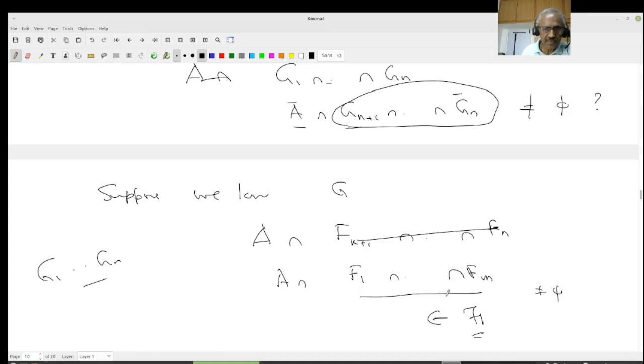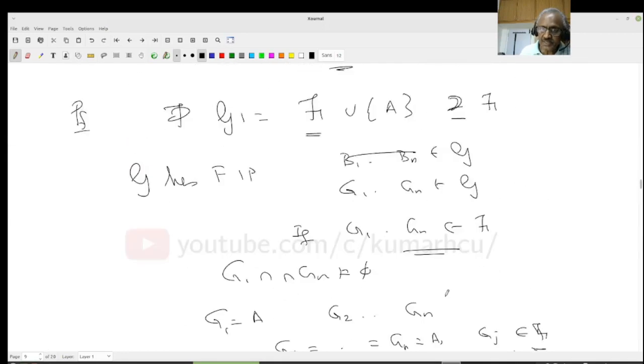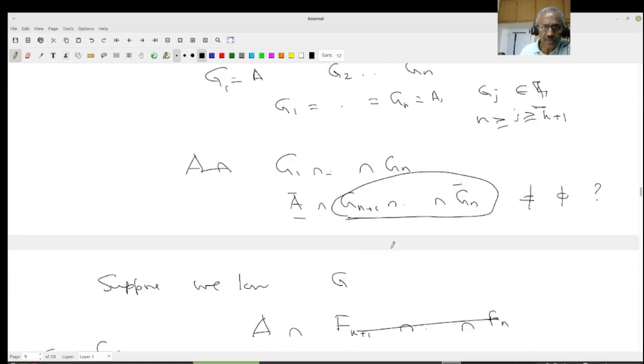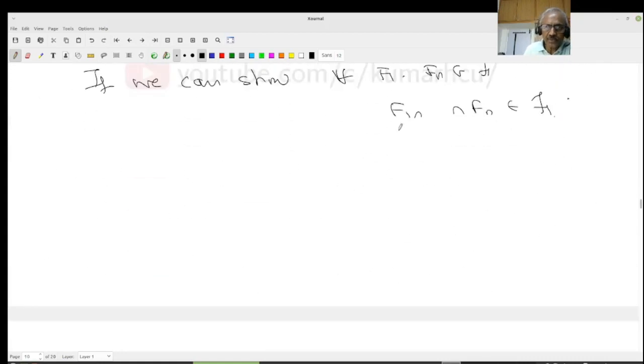Do you follow that? Okay, so if this intersection is non-empty, then what happens? This G has FIP and G contains F, therefore by maximality of F, it has to be G. That is the same as saying A belongs to F. Do you understand this proof? So what remains to be shown? We have to show only this point. Okay, pause, review, proceed.